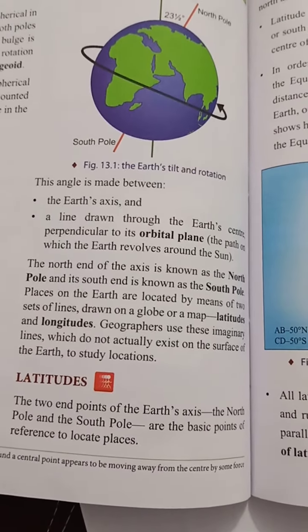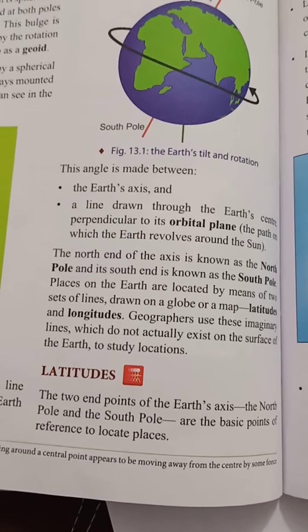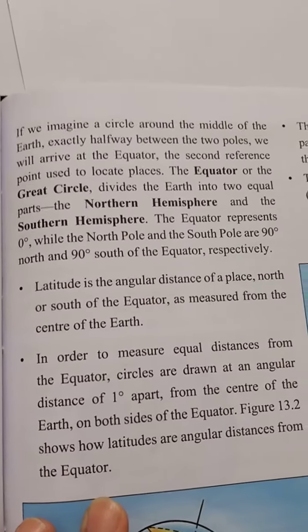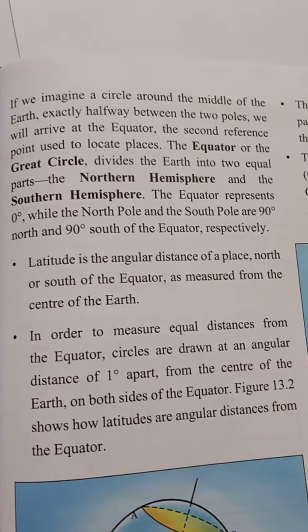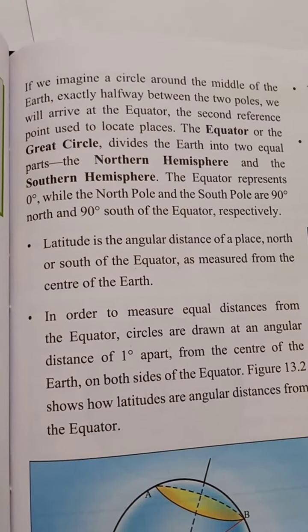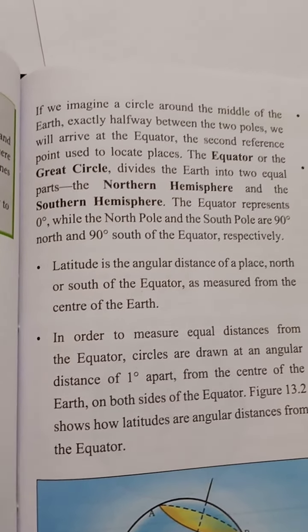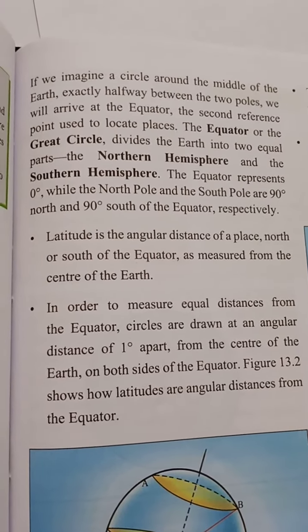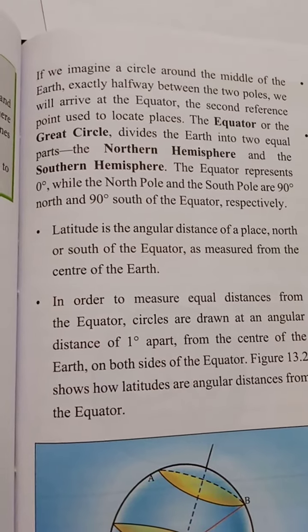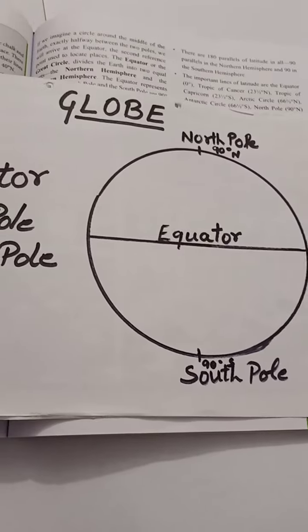The two ends of the Earth's axis, the North Pole and the South Pole, are the basic points of reference to locate places. If we imagine a circle around the middle of the Earth exactly halfway between the two poles, we will arrive at the equator, the second reference point used to locate places. The equator, or the Great Circle, divides the Earth into two equal parts, the northern hemisphere and the southern hemisphere. The equator represents 0 degree, while the North Pole and the South Pole are 90 degree north and 90 degree south of the equator respectively.